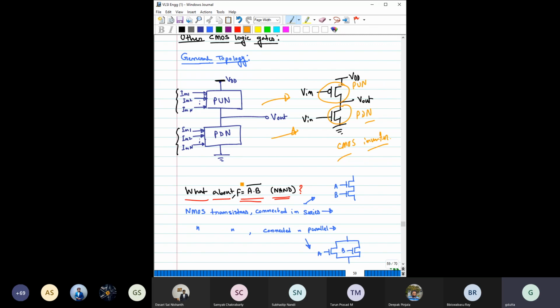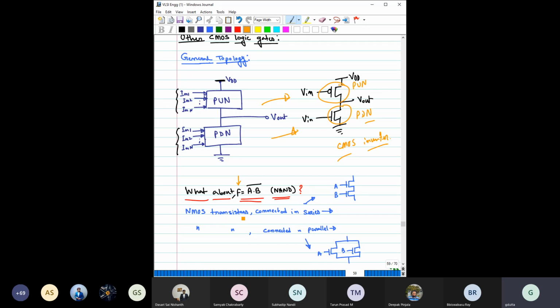If the Boolean function it is implementing is f equal to a dot b bar, obviously there are two inputs. Two inputs means you have to use more than one NMOS and more than one PMOS. So let us see how these MOSFETs, NMOS and PMOS, will behave when you connect them in series and parallel. Basically you cannot connect them any other way. You have to connect them either in parallel or in series. So let us see that.